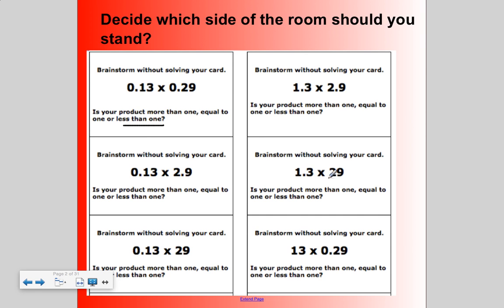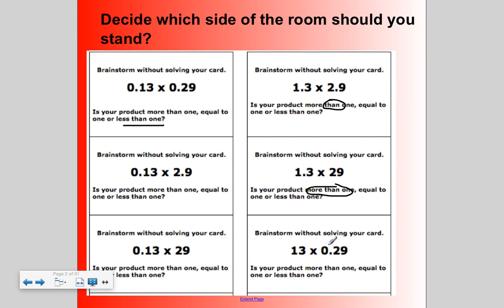Brainstorm. 1 and 3/10 times 2 and 9/10. If I estimate 1 and 3/10, it's like 1 times 29, that's 29. Way more than 1. 1 and 3/10 times 2 and 9/10, that's 1 times 3 is 3. I predict that's more than 1.